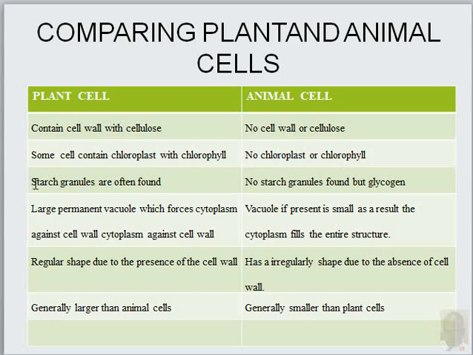Plant cells, because plants make their own food, store it as starch, so we'll find starch granules often in the plant cell. In the animal cells, we don't find starch granules, but we will find glycogen granules, which is the storage of glucose in the cell. Good. We have a large permanent vacuole within the plant cell, and this is so large that it forces the cytoplasm up against the cell wall.